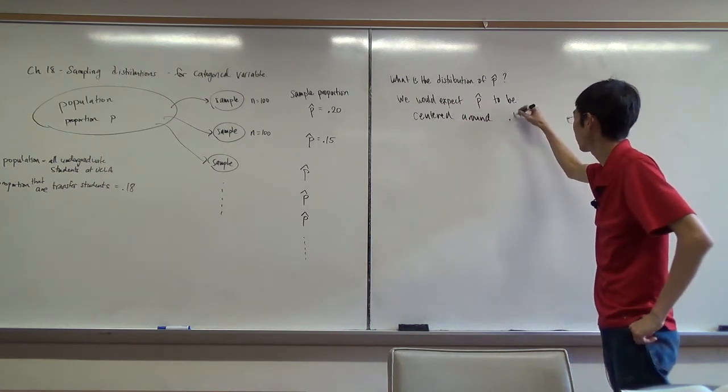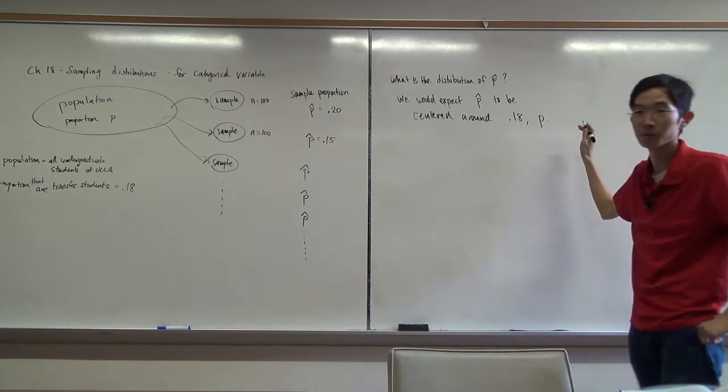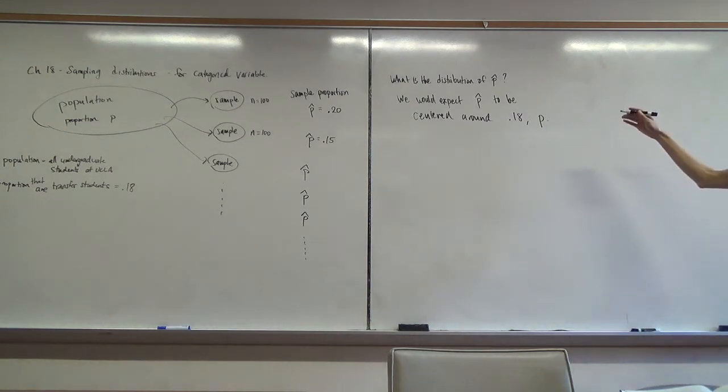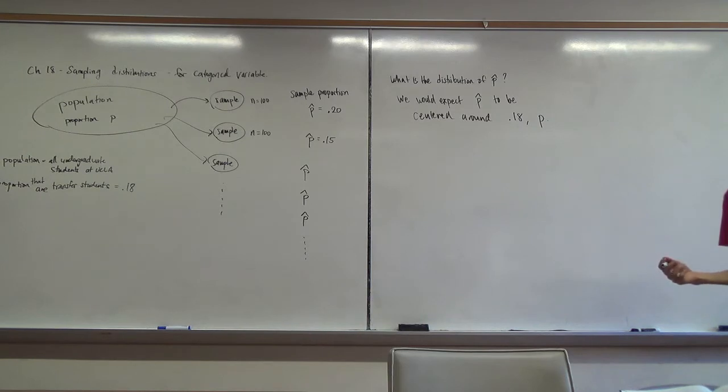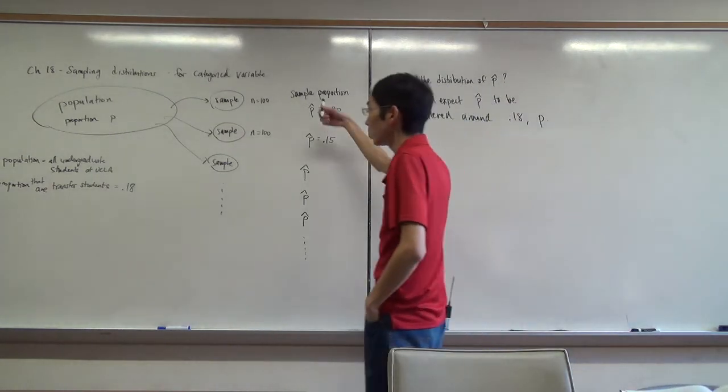Centered around 0.18, the population proportion p. We would expect p hat to be centered around there. And what do you think the standard deviation of p hat would be? Alright, so it's a little bit of a tougher question.